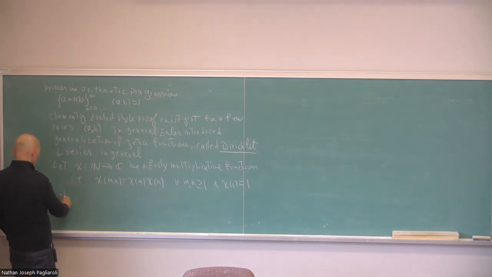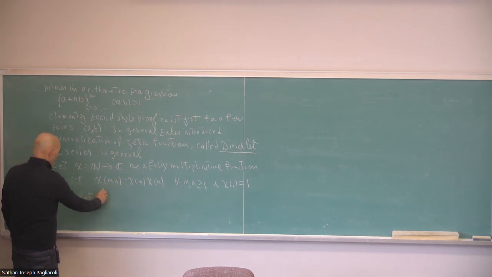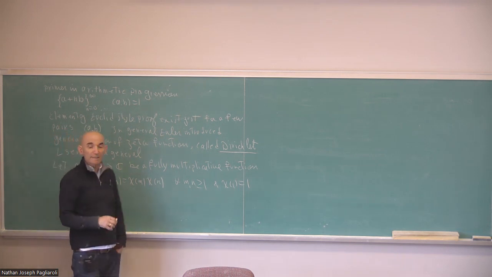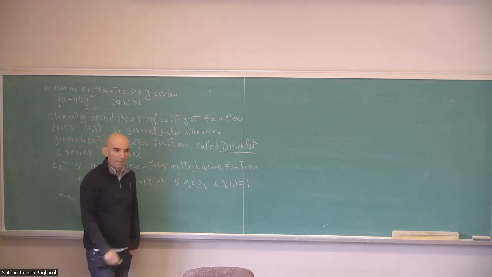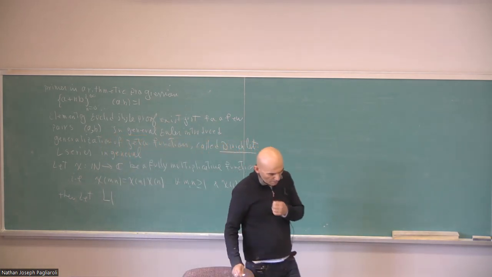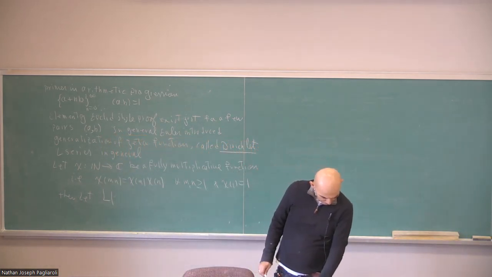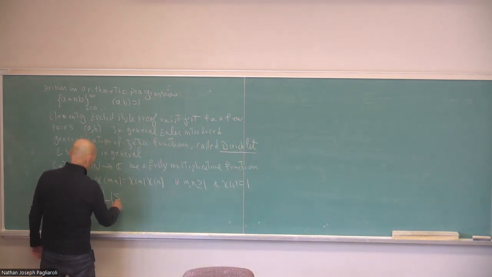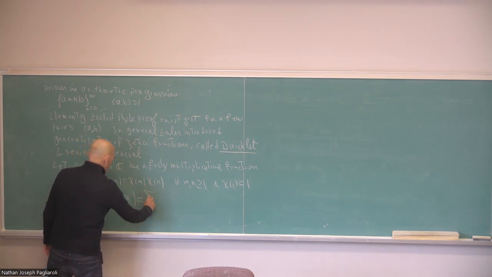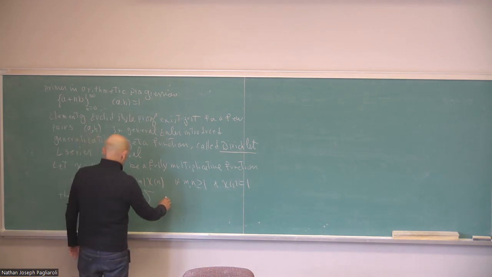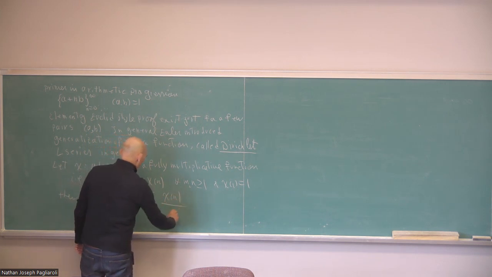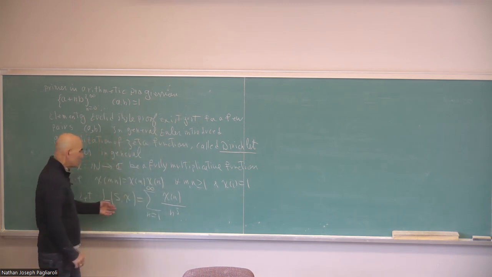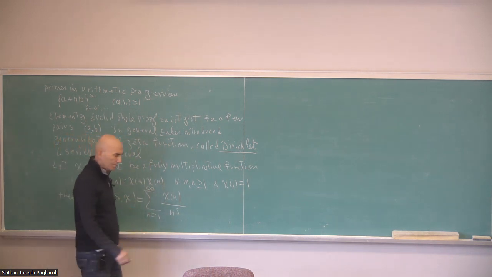Then let L of s, chi, my notation is L of s and chi, where s is the variable, be equal to the sum of chi of n over n to the s, from n = 1 to infinity. This is called the Dirichlet L series.